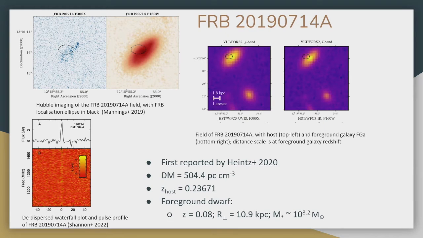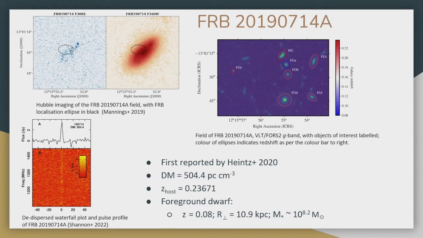So we also obtained MUSE follow-up of this field, and you can see some of the galaxies there. And with this extra data, we identified another 5 foreground galaxies, another 5 galaxies between us and the host, which is exciting, but also somewhat vexing.